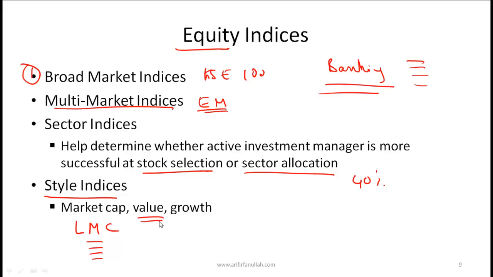Value stocks are generally stocks with relatively low growth, with relatively low PE ratios. So if a given investment manager only focuses on value stocks, you compare his performance by looking at an index which is only made up of value stocks. That would be called a value index. A growth index is one which has stocks that have relatively high growth. So if a given investment manager focuses on growth oriented stocks, then his performance should be compared to essentially a growth index.